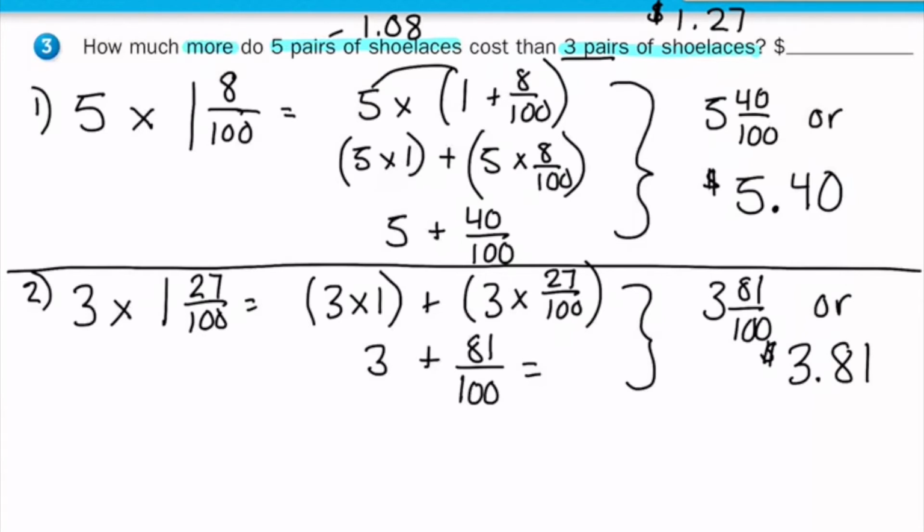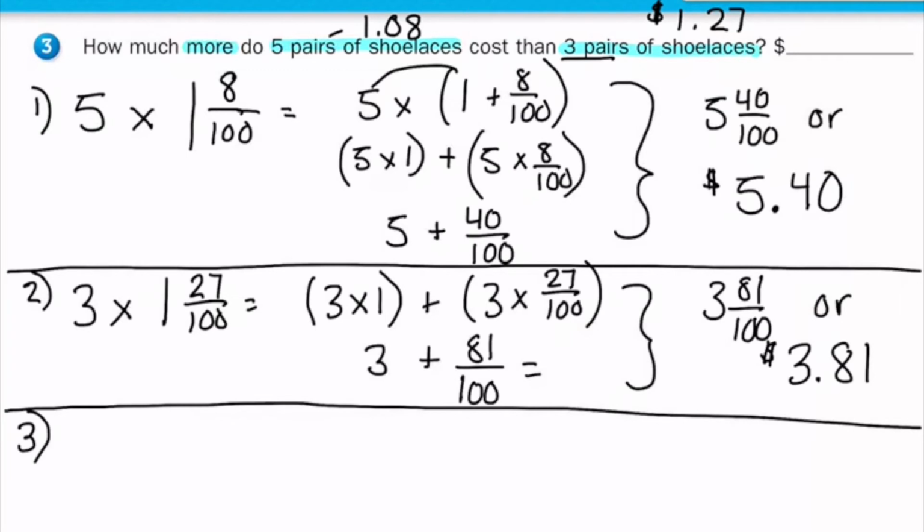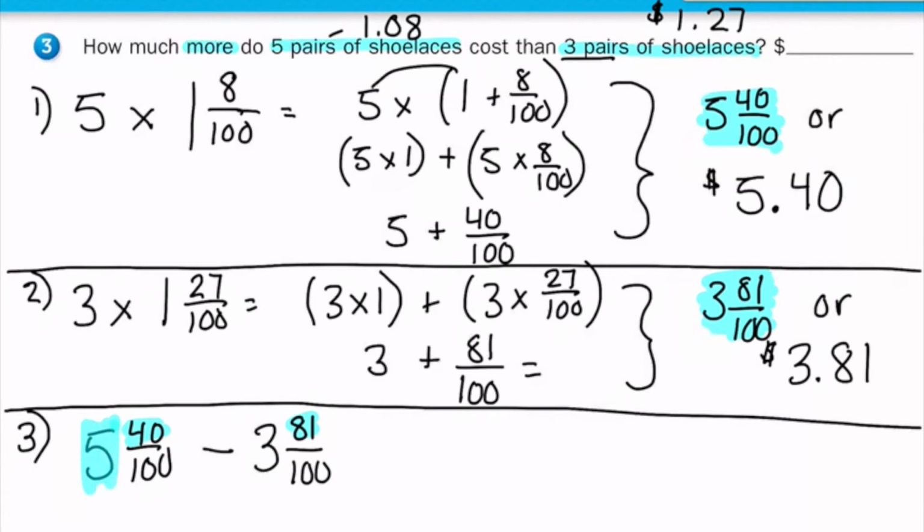Now, they asked you how much more does the 5 pairs of shoelaces cost than the 3 pairs of shoelaces. So that is our final step to this word problem. The final step would be 5 and 40 hundredths, the value of 5 pairs of shoelaces, minus 3 and 81 hundredths, which is the cost of 3 shoelaces. Now, this 40 is smaller than 81, so I have to take a whole away from that 5.